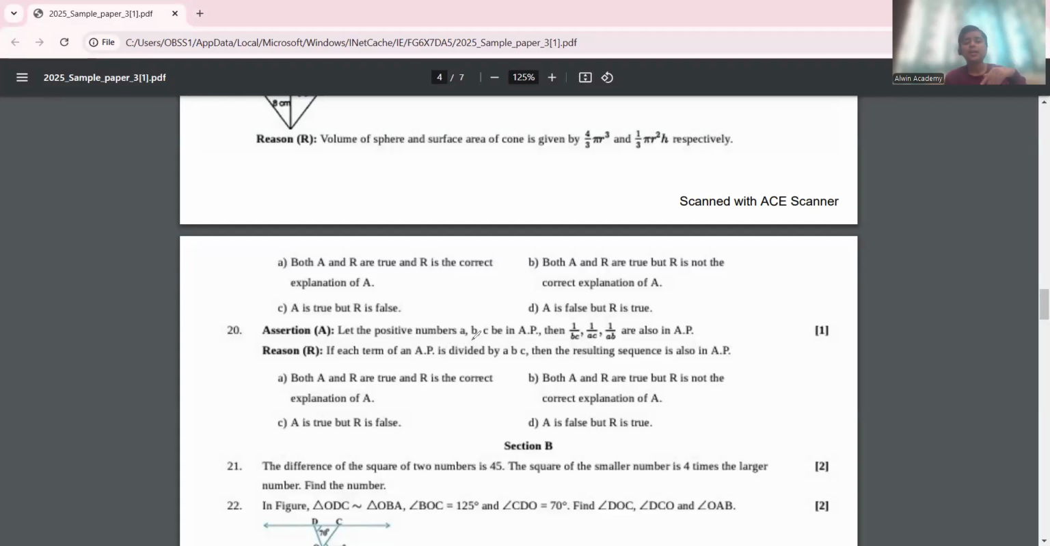each of the numbers by their product, we say we are dividing A by A, B, C. So A will get cancelled out, it will become 1 by BC. Similar, we'll have 1 by AC and 1 by AB. So assertion is correct, reason is correct, and reason is the correct explanation. Thus, option number A.